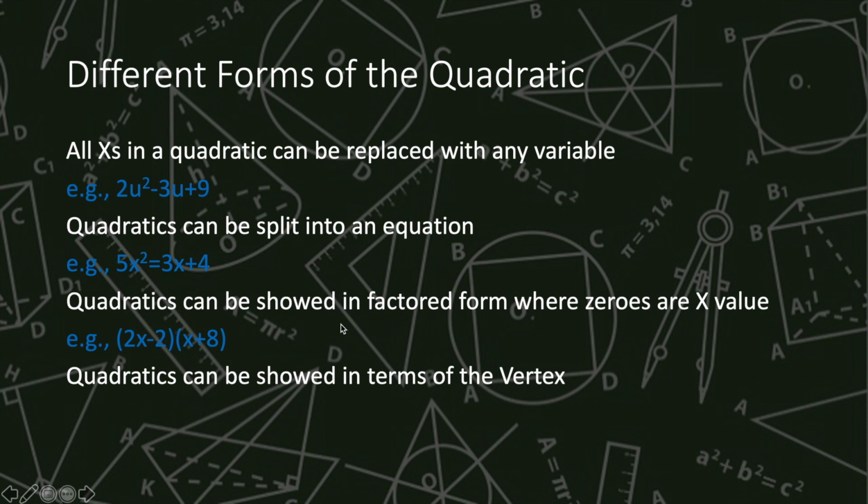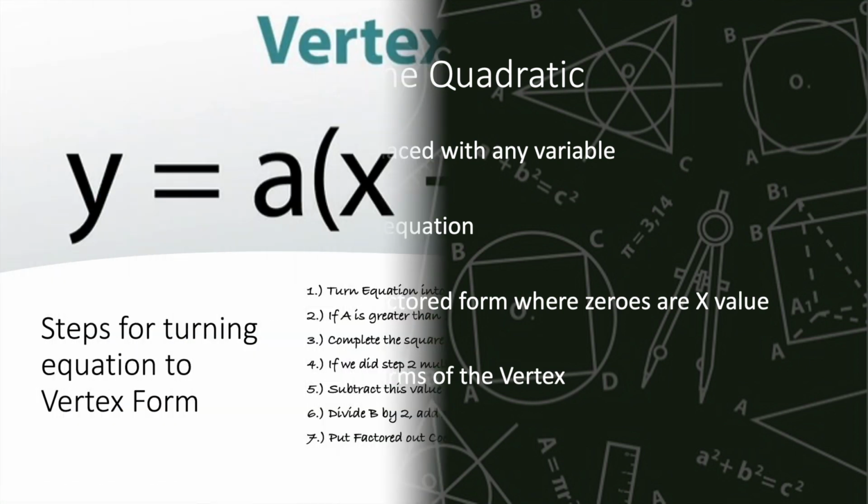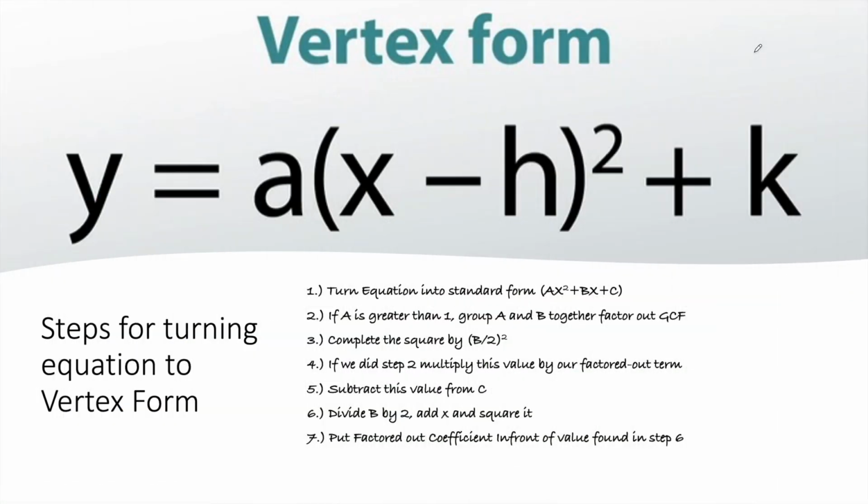And lastly, we have quadratics can be shown in terms of the vertex. This is also known as vertex form. And here's an example of an equation in vertex form. Okay, next let's talk about vertex form. Vertex form is still a quadratic equation, but here it's very easy to identify the vertex. The vertex is the opposite of this h value and this regular k value. And this will give us the vertex of any equation.